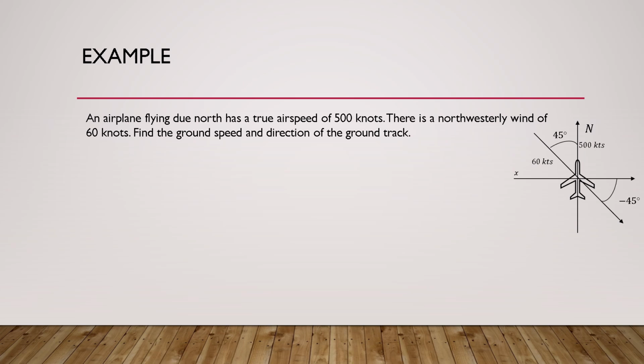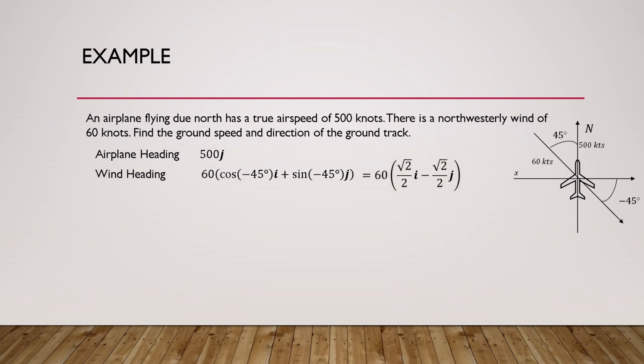We set the airplane heading as 500j and the wind heading as 60 times the quantity of cosine of negative 45 degrees i plus sine of negative 45 degrees j. The cosine of negative 45 degrees is the square root of 2 over 2. Sine of negative 45 degrees equals negative square root of 2 over 2. This simplifies to 30 root 2 i minus 30 root 2 j.